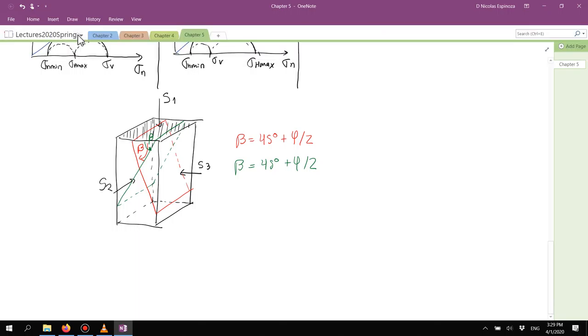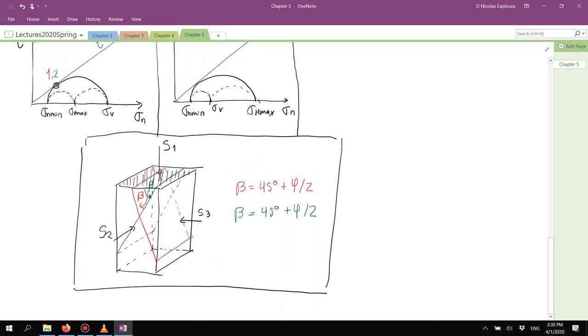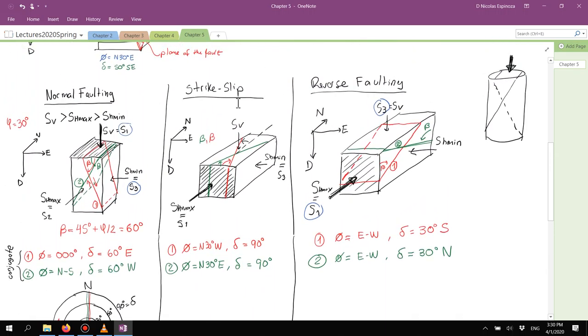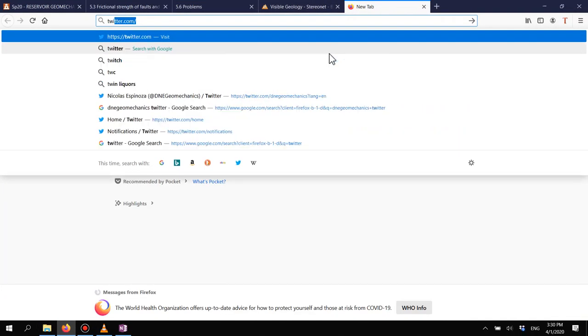So this is all you have to know. If you know this, you can solve any problem. You just have to put this in the right context. You need to know in which direction is S1 and which direction is S3, which in all these cases, normal faulting, strike slip, and reverse faulting, is going to be different. So let me show you, I think I have a cool example here about a normal fault that I actually took a picture of myself in a recent trip.